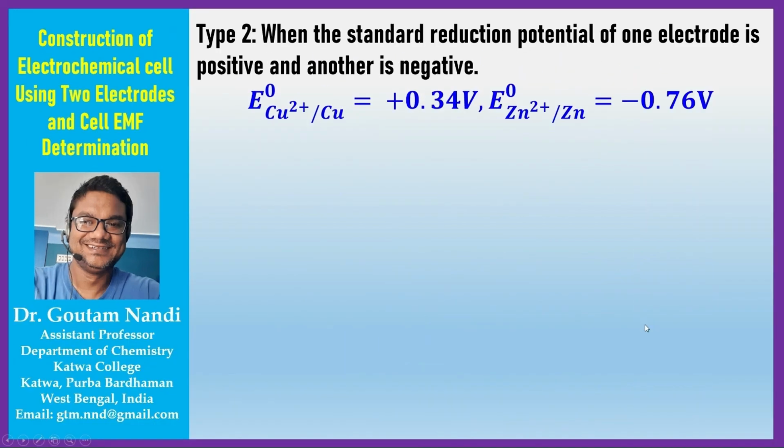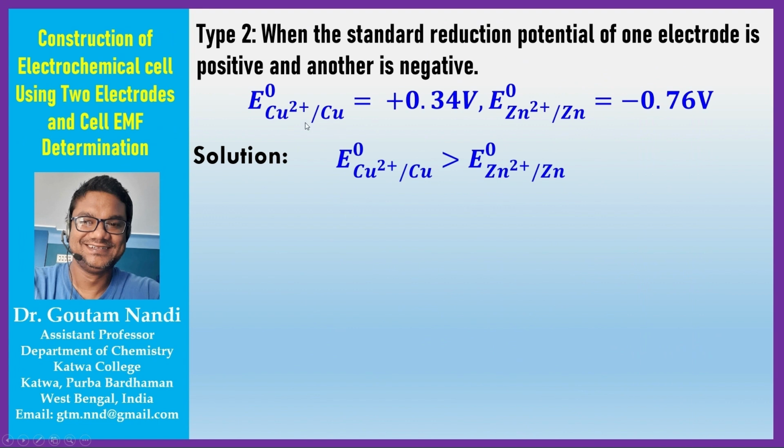Next, where the reduction potential of one electrode is positive, here Cu2 plus Cu is plus 0.34, but the other electrode, Zn2 plus Zn, is negative. From these values we can easily understand that the reduction of Cu2 plus to Cu is much more favorable than reduction of Zn2 plus to Zn. So we can say that E0 Cu2 plus Cu is greater than E0 Zn2 plus Zn. As I said, reduction of Cu2 plus to Cu is much more favorable.